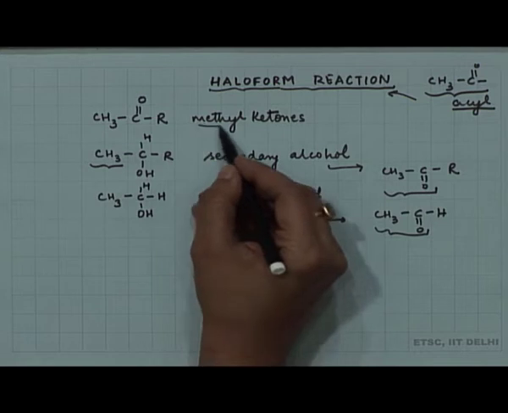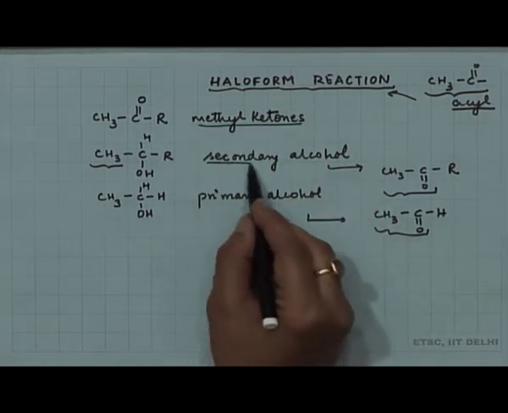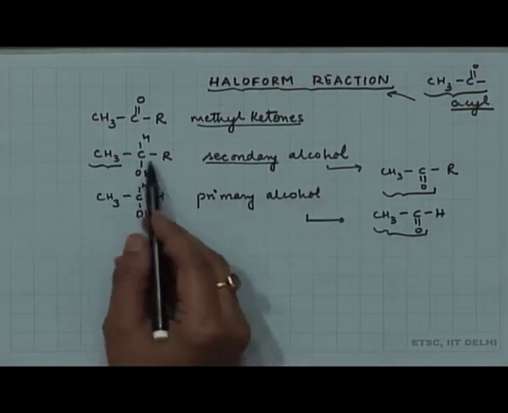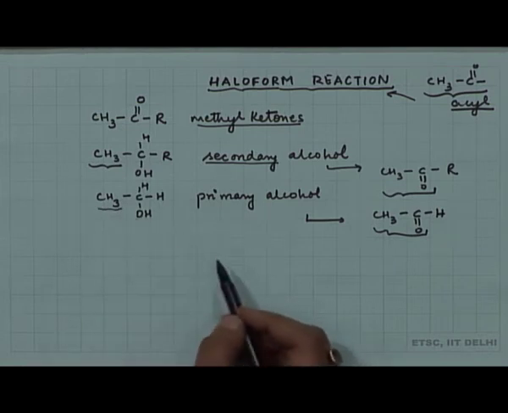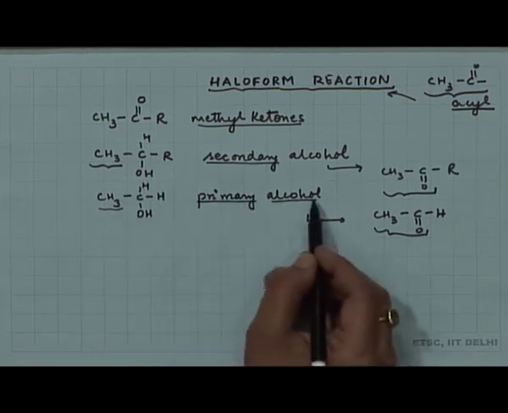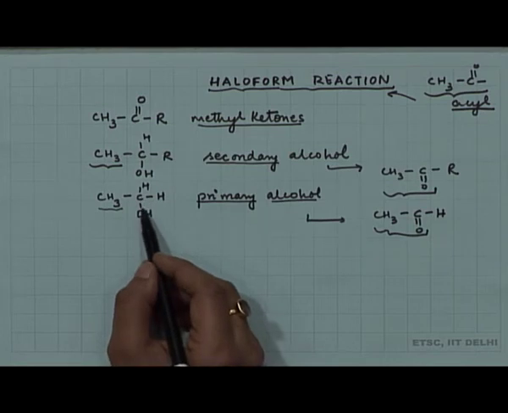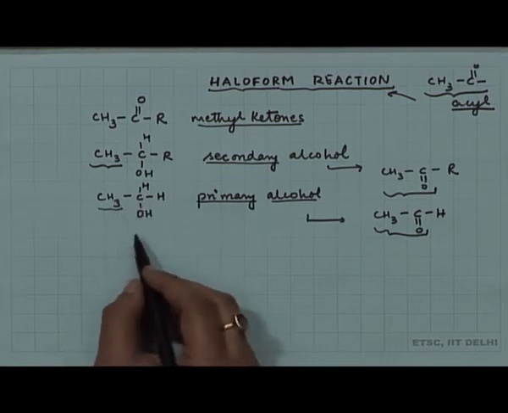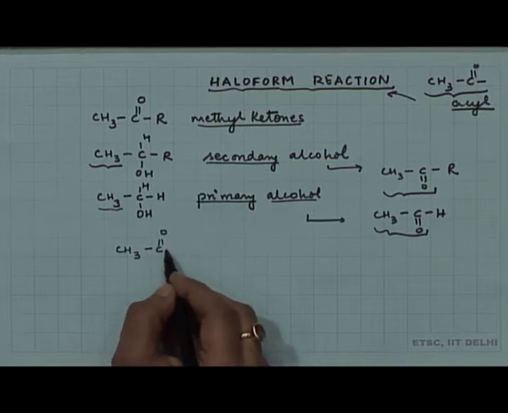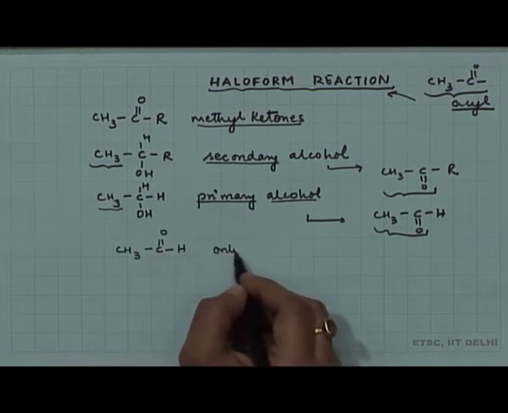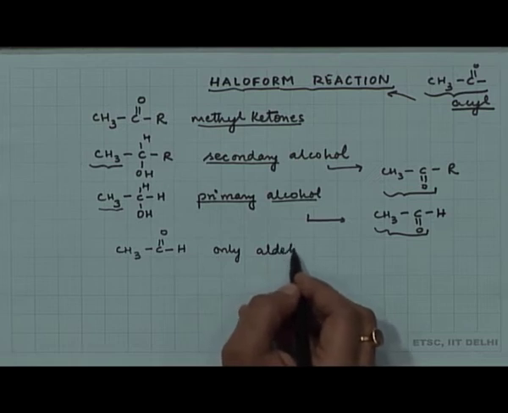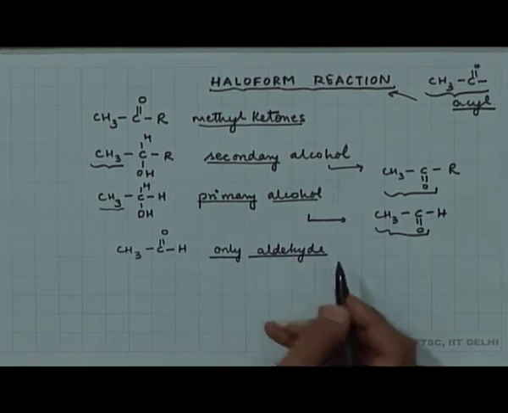So, it is given by methyl ketones, it is given by secondary alcohols where one of the carbons is bearing the methyl, it is given by primary alcohols where the carbon next to the carbon bearing hydroxyl is a methyl carbon, and it can also be given by acetaldehyde, and this is the only aldehyde which will give a positive haloform reaction.